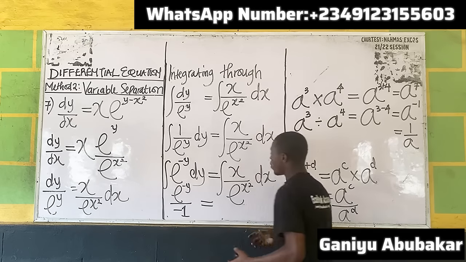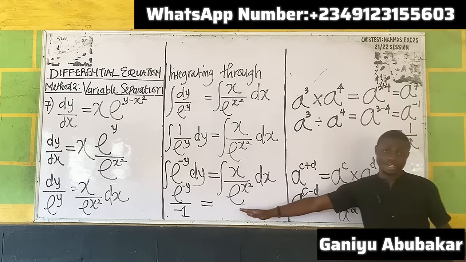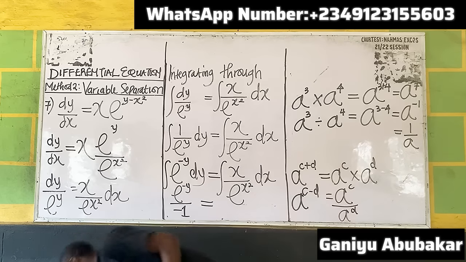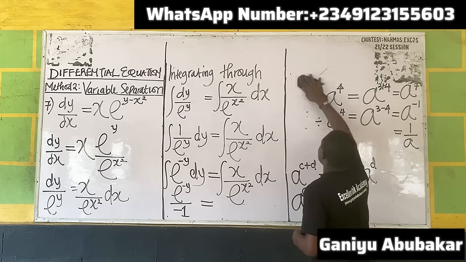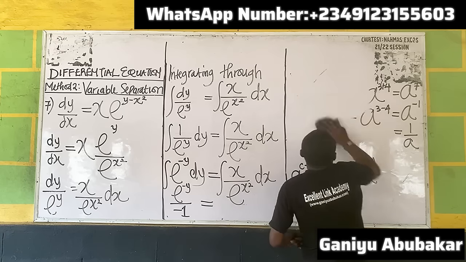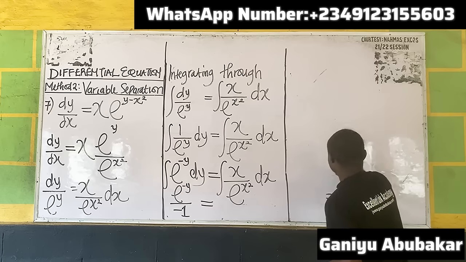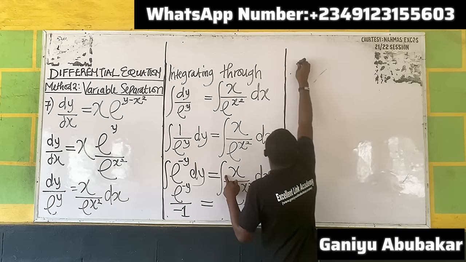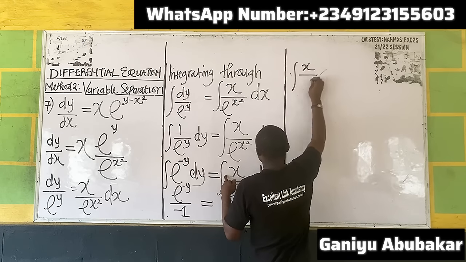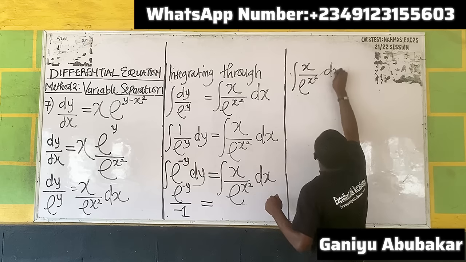So I'll pick out this one alone, solve it, and put the answer here. Let's see what we get. I want to pick out this one and solve it alone: the integral of x all over exponential x squared dx.